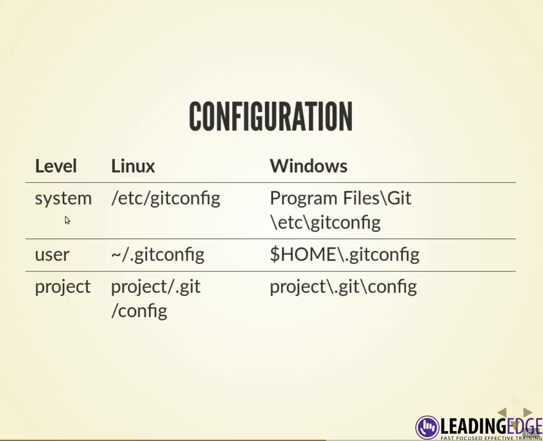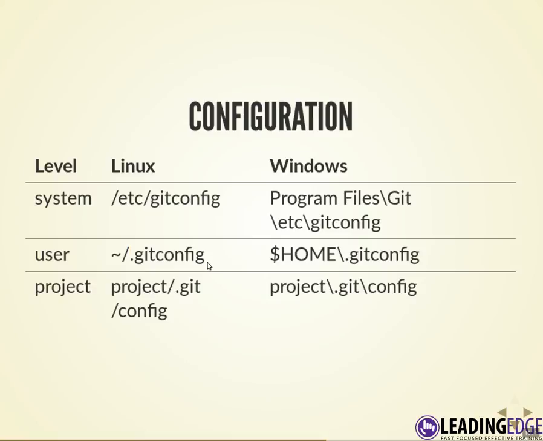The user level configuration file is located in the individual user's home directory or user directory. On Windows that would be C drive /users /the username, and then the name of the file is .gitconfig. On Linux it would be under /home /the username /.gitconfig. In Linux, a file that begins with the dot is a hidden file.